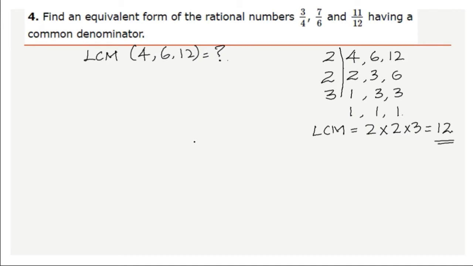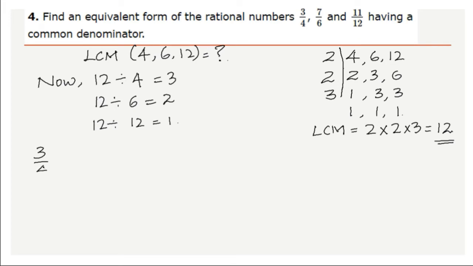12 is the LCM. When 12 is the LCM, now I divide 12 by the first denominator 4, I'll get 3. 12 by the second denominator 6, which is 2. 12 by the third denominator 12, which is 1. So this 3 by 4 can be written as 3 upon 4 and multiply both the numerator and the denominator by 3. We get 9 by 12.